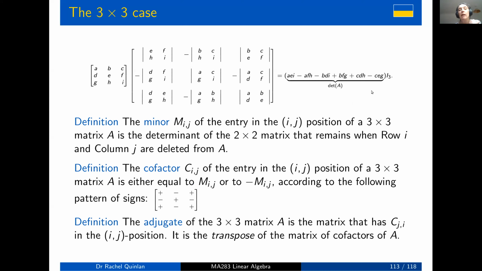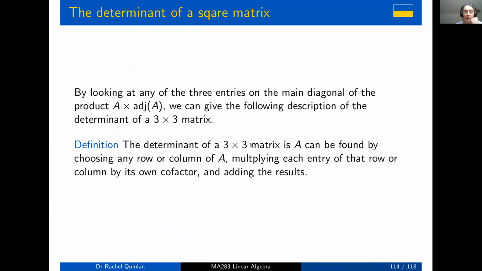Equally well, if you want to look at the 2-2 entry of this product instead of the 1-1 entry, that comes from the second row of A, scalar product with the second column of the adjugate of A, which again involves each of the entries of the second row of A multiplied by its own cofactor, and those 3 quantities added together. So by looking at the 3 entries on the main diagonal of the product A by adjugate of A, or adjugate of A by A, which has the same value, determinant times the identity, we have this description of the determinant of a 3 by 3 matrix.